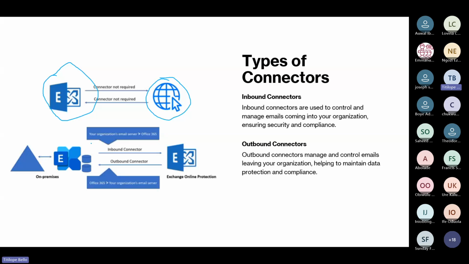Now, the other case where you will need a connector is if you have Exchange on-prem or you have a partner somewhere. An inbound connector is used to control and manage email coming into your organization, while an outbound connector is used to manage email that is leaving your organization, going out to anybody on the internet.